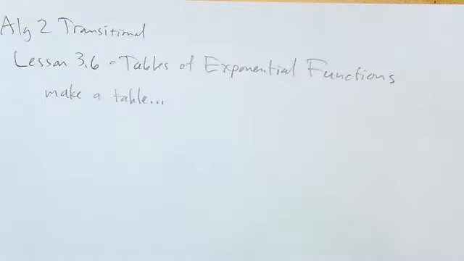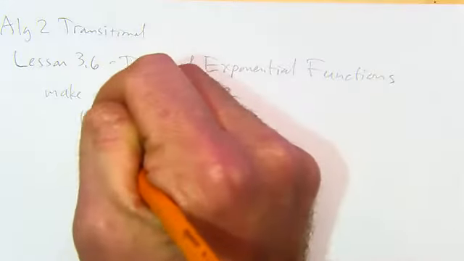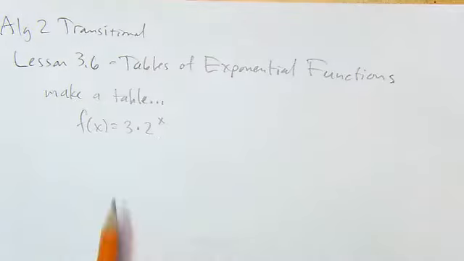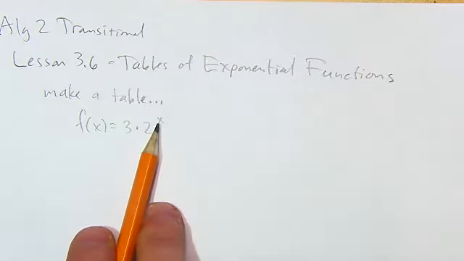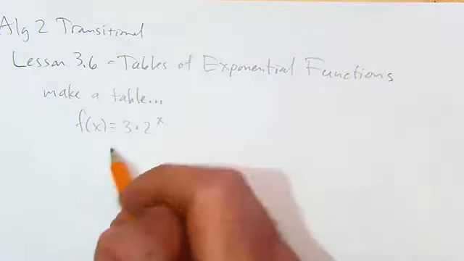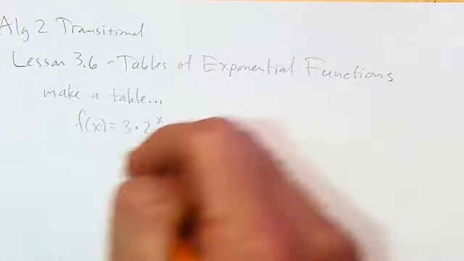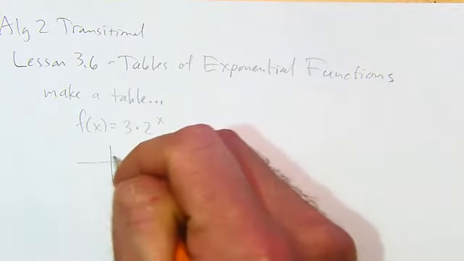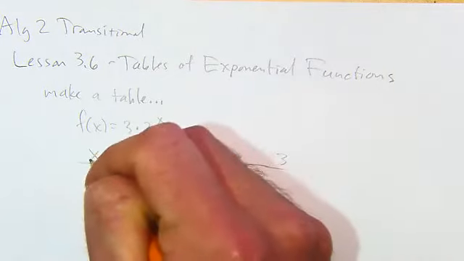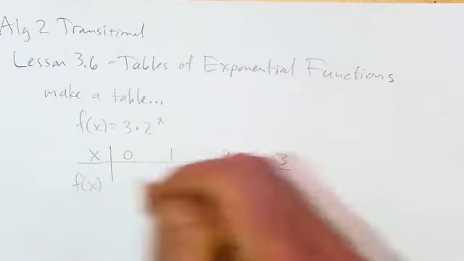And it will tell you what to plug in, but let's say our function is f of x equals 3 times 2 to the x. Okay, exponential functions have this x up here, and some number you're multiplying by. So to make a table, it'll say like with x's from 0 to 3. So 0, 1, 2, 3. This is x. This is f of x, the output.